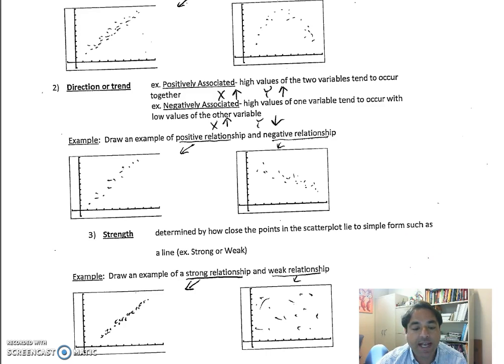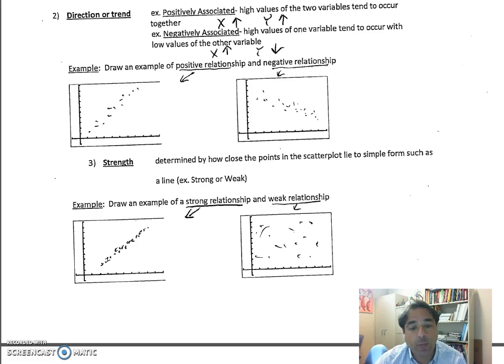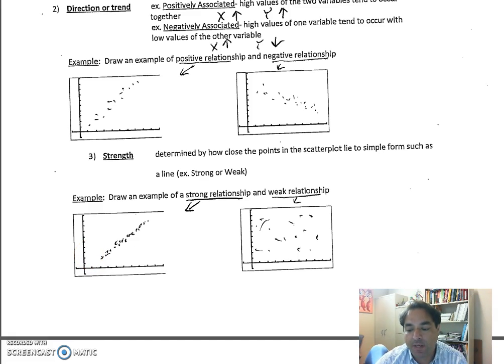And then the third thing we're going to look at is strength. Strength's a little weird, but for right now, let's just talk about strong and weak, and we'll get into details later. A strong relationship would be when all the dots are close together. It could be going up or down, but the idea is that the dots are close together, forming a strong relationship. And if the dots are all over the place, that would be a weak relationship. So in review, this would be a linear, positive, strong relationship between the x and the y variables. Okay?